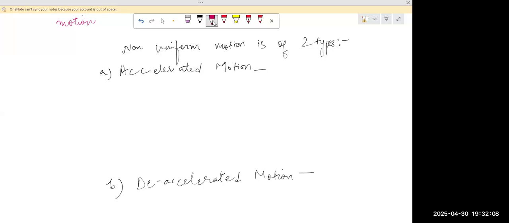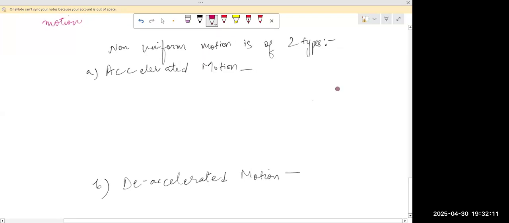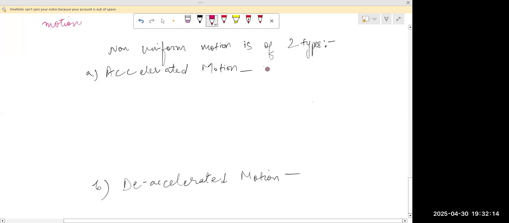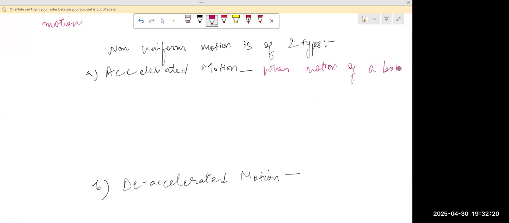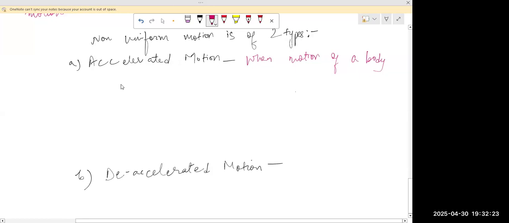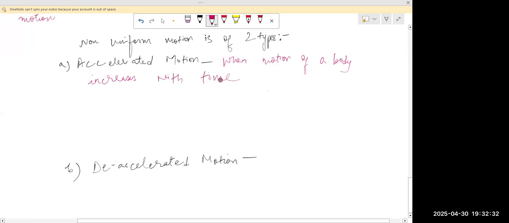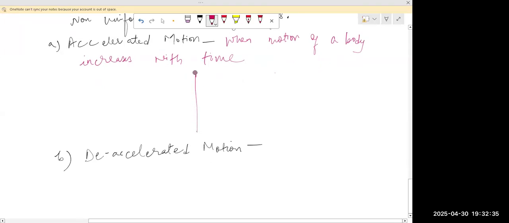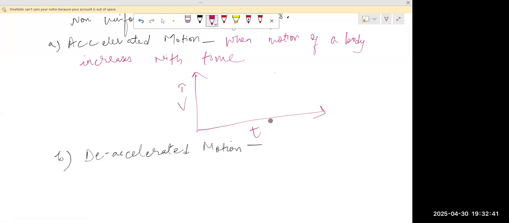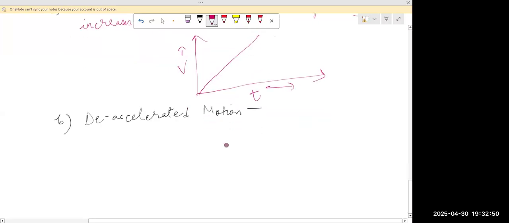Now the accelerated one is basically when the motion of a body increases with time, right? The body increases with time. Now on the y-axis, this time I'm taking velocity. Okay, it is increasing.